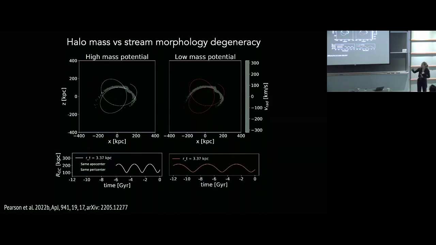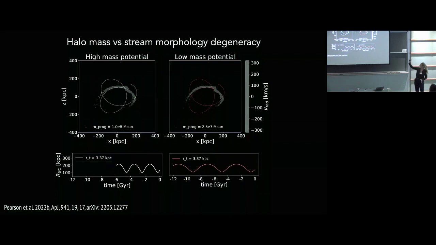These have the exact same orbital properties, in the sense that they have the same pericenter and apocenter, but they've been evolved, integrated, for a different amount of time to get the same length, and I'll get back to that. So what's going on here? How can we actually have two streams that look so similar?